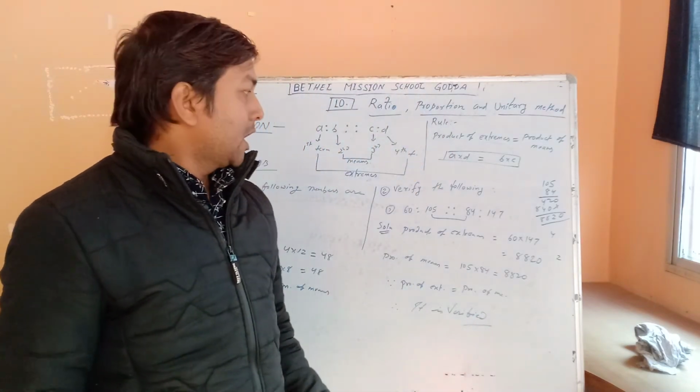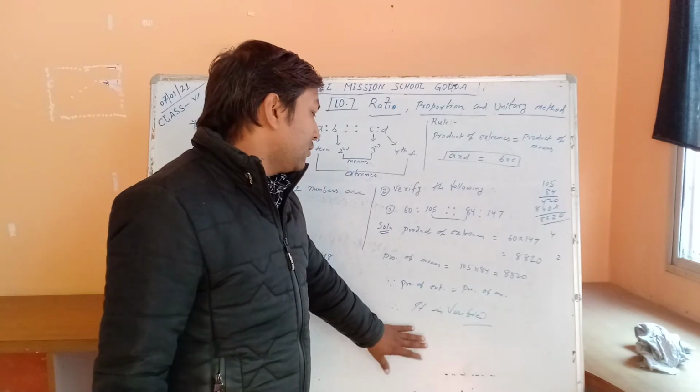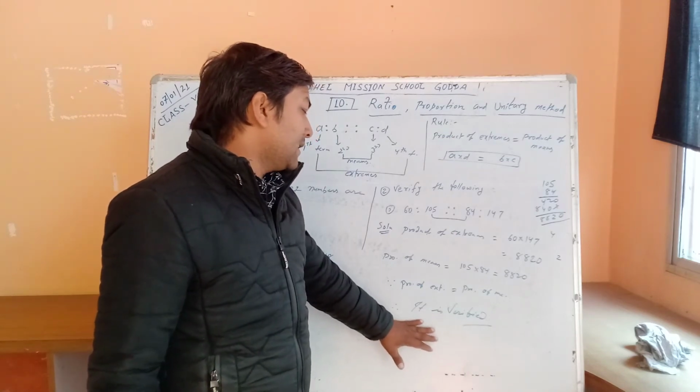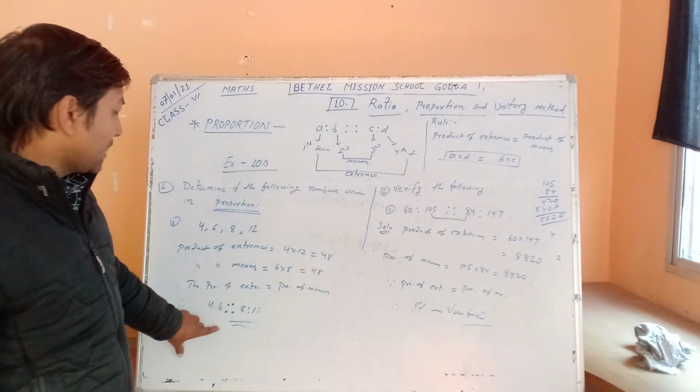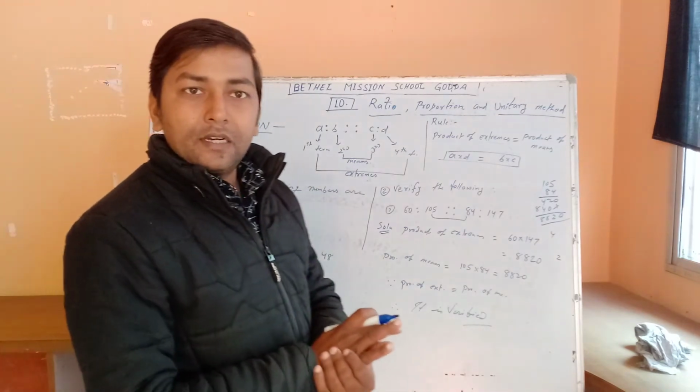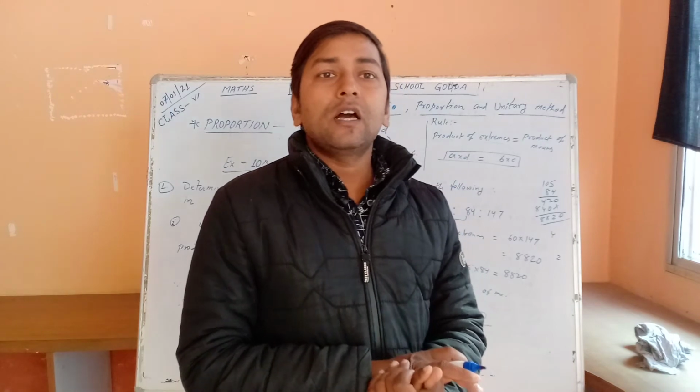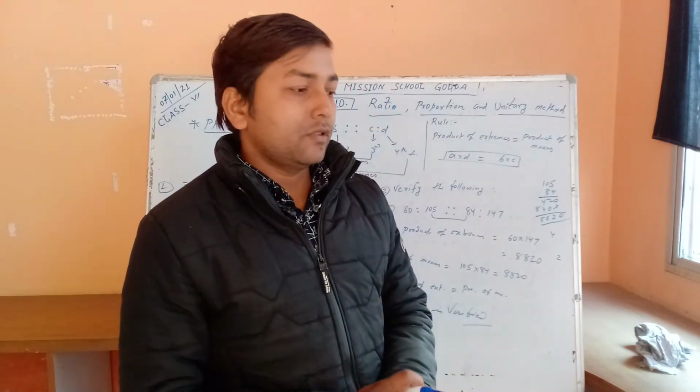Okay, so in verification, at last you have to write only that it is verified. Here also you have to show that at last you will write in proportion form. It is clear? Okay, so now I solve a few more questions.